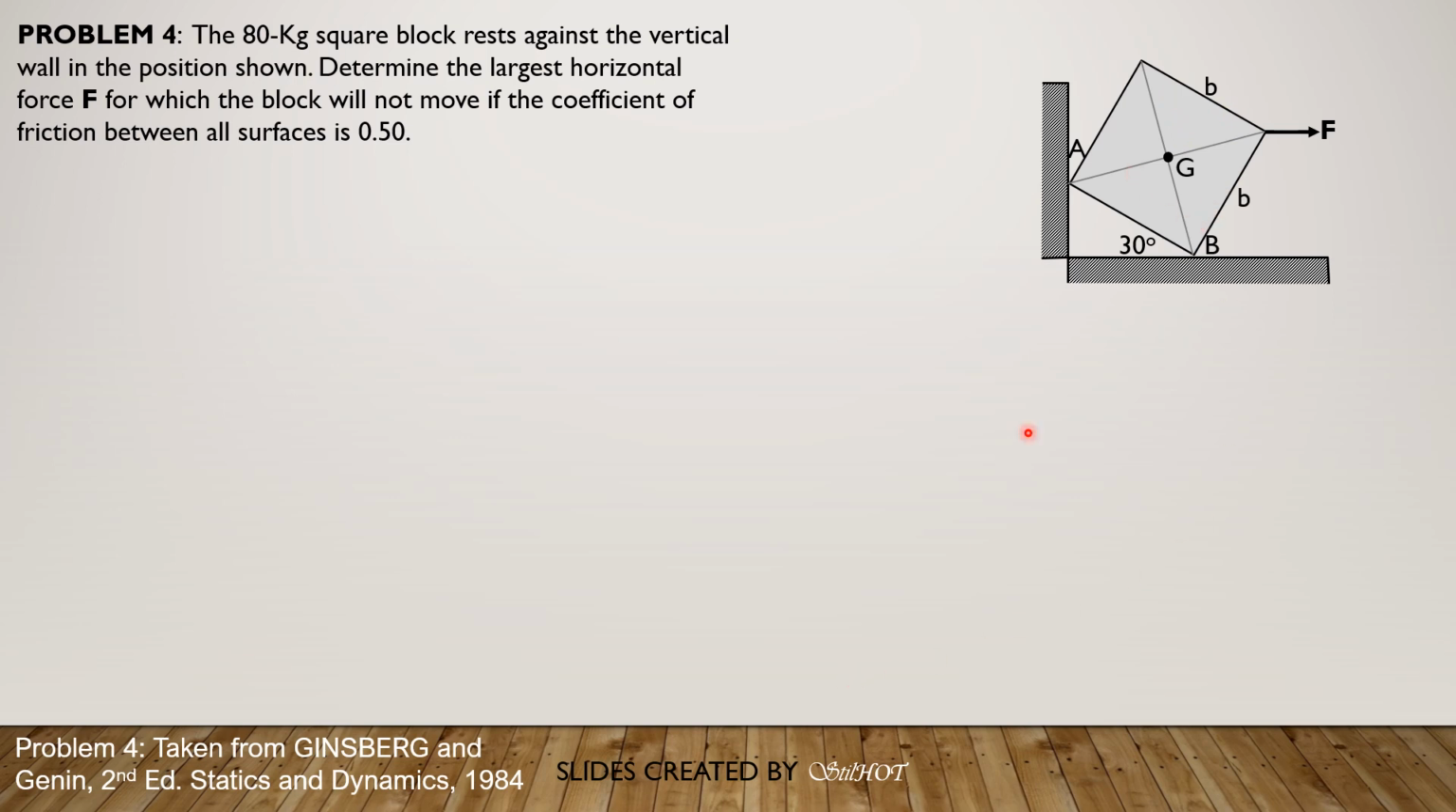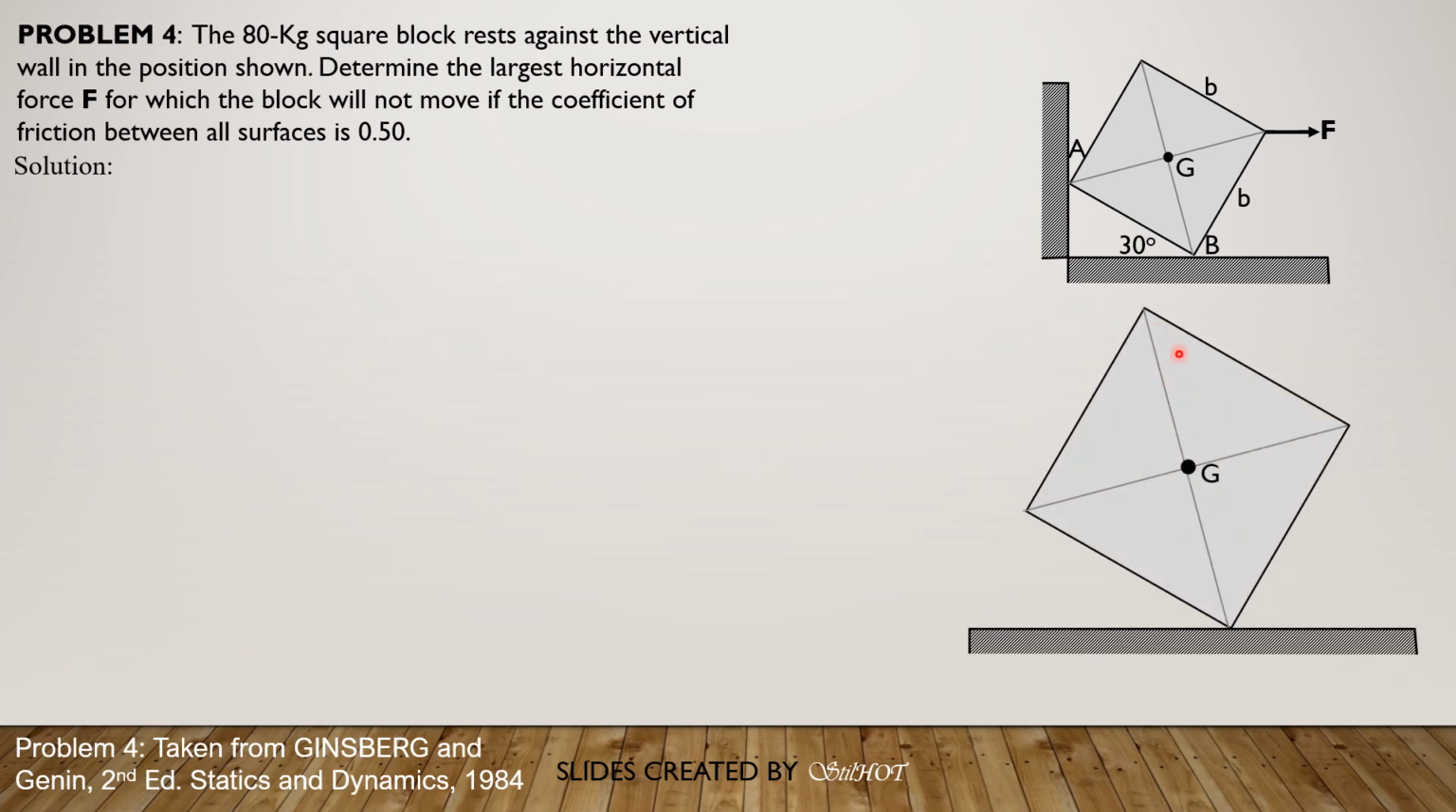And remember that this square block is about to tip over B. The possibility is it will tip over B when there will be no contact at the wall A. Secondly, this block will be about to slide to the right when there will also be no contact at A. I hope that you can imagine that. So, in our solution, the free body diagram consists only of the weight, which is 80 times G, then the force F, which is horizontal, the normal, and the friction force at B.